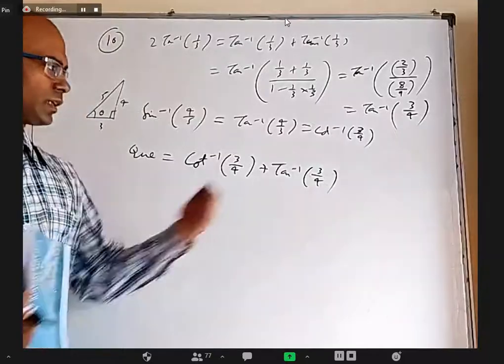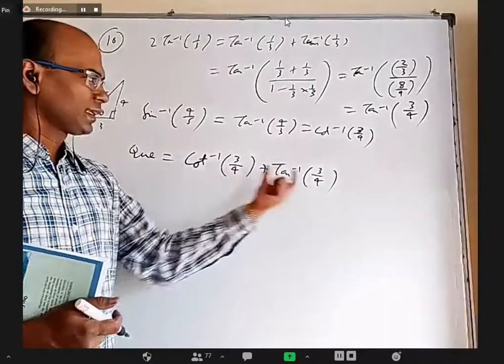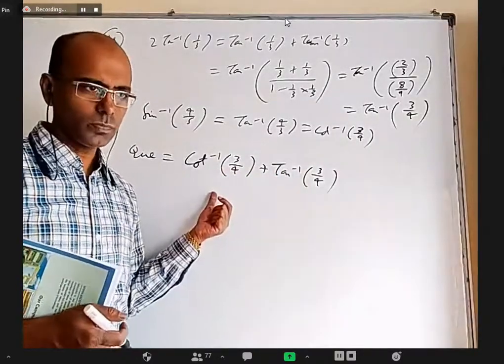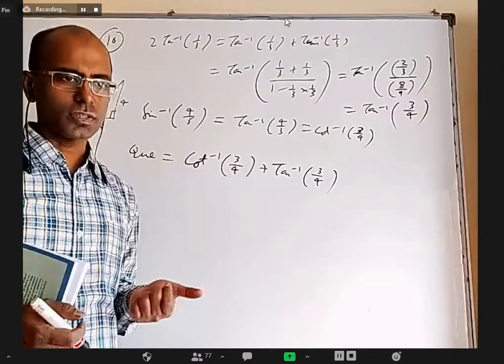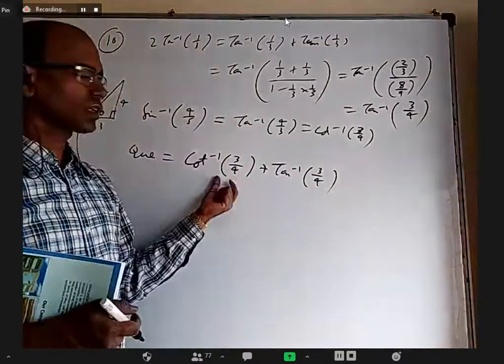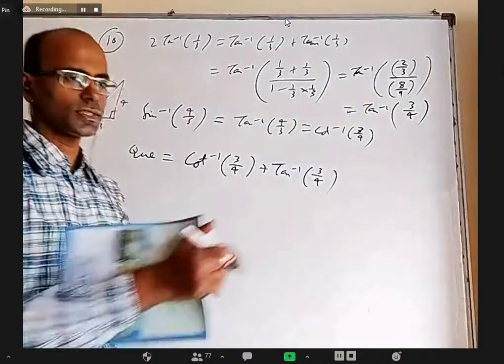We have this formula. If this x and this x are same, sin inverse x plus cos inverse x is pi by 2. Secant inverse x plus cosecant inverse x is also pi by 2. And tan inverse x plus cot inverse x is also pi by 2. So this is straight away pi by 2.